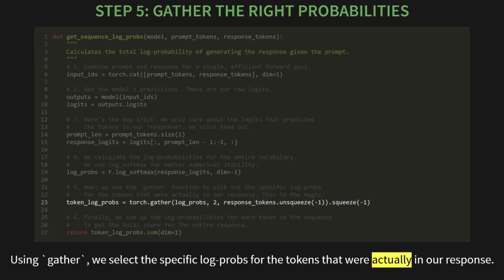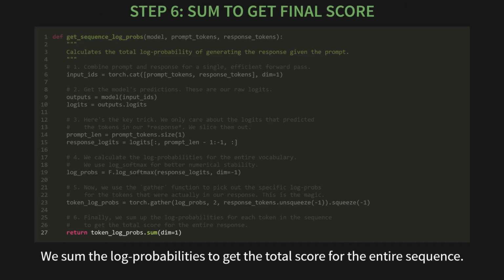We have log probabilities for the entire vocabulary at each position, but we only want the probability for the one token that was actually in our response. Gather acts like a super efficient filter, picking out exactly the log probs we need. It's so cool. And finally, step 6. Sum to get the final score. We take all those individual token log probabilities that we just gathered, and we sum them up along the sequence dimension. And that's it. That gives us the total score for the entire response.